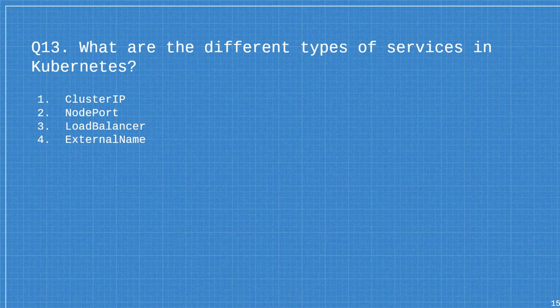NodePort is like this: your application is deployed on the worker node, and this worker node has a specific IP, and I think ports from 30,000 to 32,000 are available on it. Out of those, one port is assigned, and a service IP is assigned.